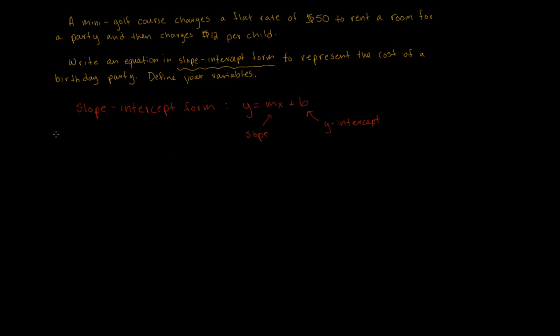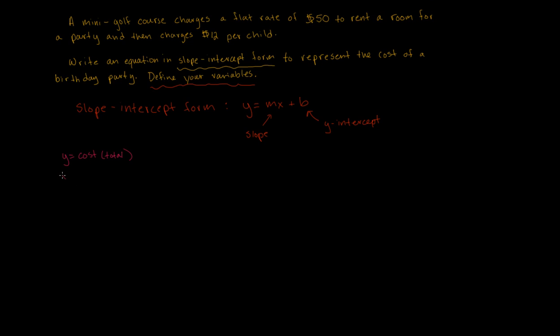First thing is, let's get the variables out of the way and define them. Let's do this piece first. We know that y is our output, so why don't we just do that first? Y is our output, or really the cost, the total cost of the party. So if we plug in something for x and we have a certain slope and a certain y-intercept, we're going to have a total cost of y. All of that is going to equal y.